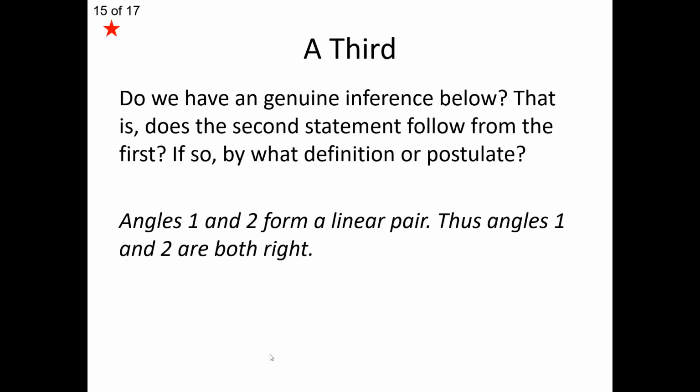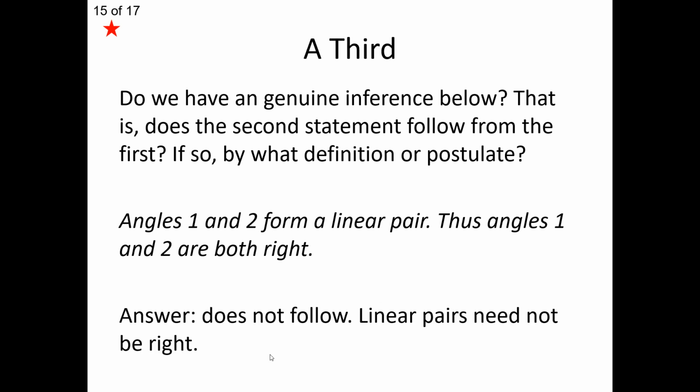Let's do a third one here. Same questions as above, different statements below. Angles 1 and 2 form a linear pair. Thus, and this is my inference, angles 1 and 2 are both right. Does that second statement genuinely follow from the first? If I hand you two angles that form a linear pair, and the only thing given about them is that they form a linear pair, does it follow that both have to be right angles? No, it does not follow.